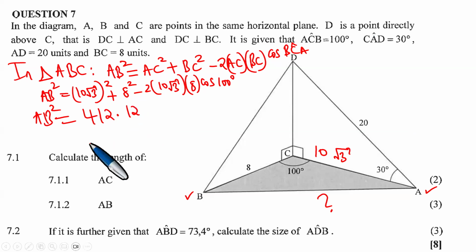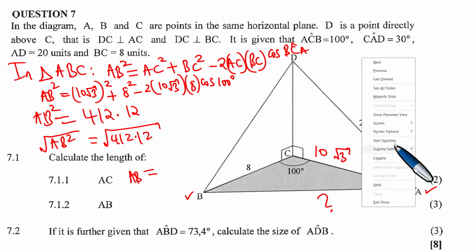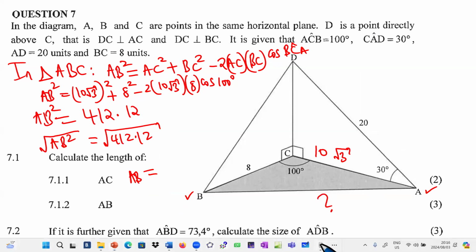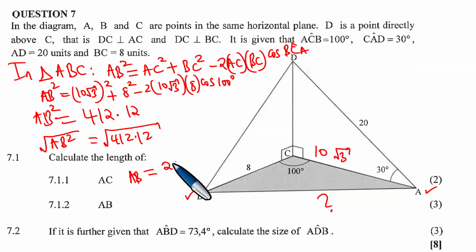So we have 412.12 square units. Therefore, if we have AB squared, you take the square root, AB equals the square root of 412.12. We take the square root of the answer, and it becomes exactly 20.30. So 20.30 units.